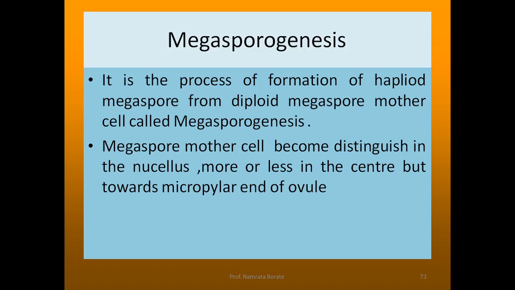The next point we start is megasporogenesis. It is a very important part in the case of pre-fertilization changes. Megasporogenesis is the process of formation of haploid megaspores from the diploid megaspore mother cell. The megaspore mother cell becomes distinguished in the nucellus, more or less in the center but towards the micropylar end of the ovule. So let's start the development of the female gametophyte in angiosperms.